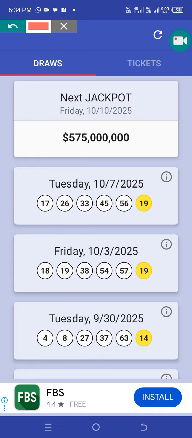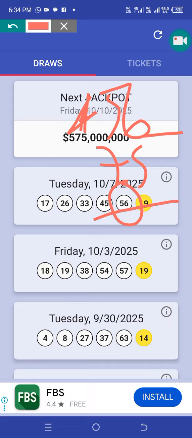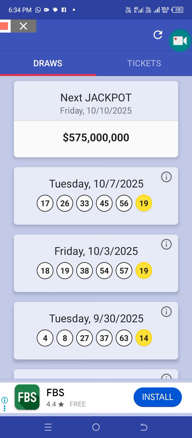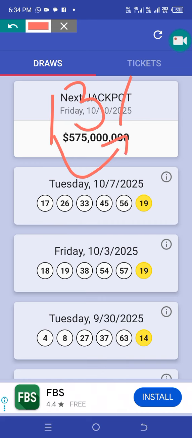Let's go. 56 plus 75 is equal to 131. I keep 1, 12, 13. So we have 131. This can give us 11.